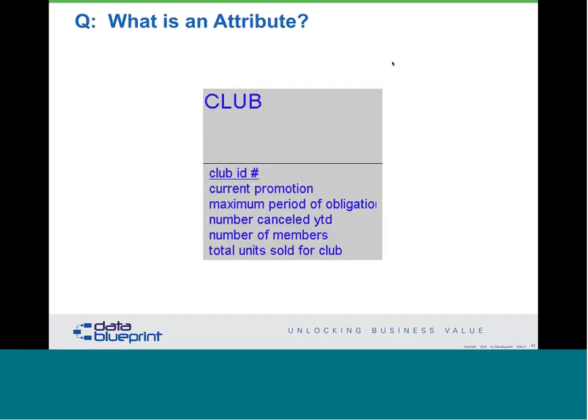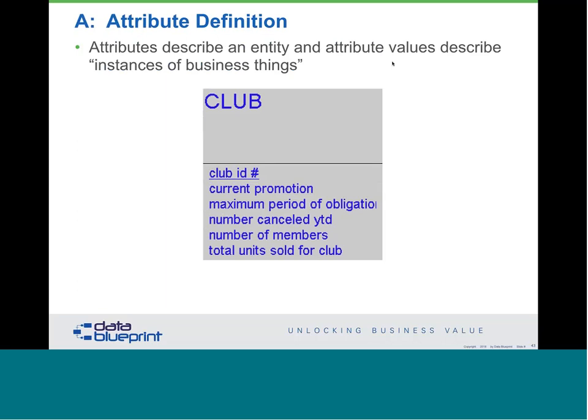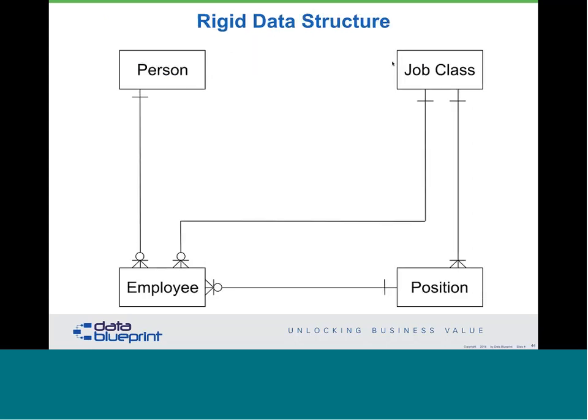And then we're going to talk about what's an attribute. So an attribute definition here is that attributes describe an entity and the instances of those things. So in our definition of club, we have some sort of ID for the club. We have a current promotion, whatever that happens to be, a period of obligation, a number canceled year to date, number of members, and the total units sold by the club. These don't mean anything outside of the context of what we're operating under, but again, for this, it's going to be important. So let's put it all together then in a data structure.